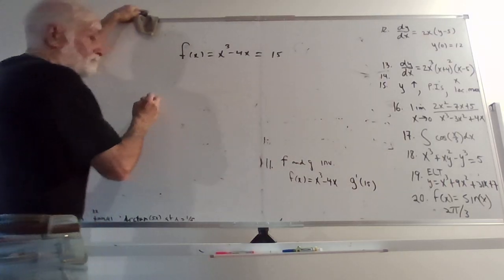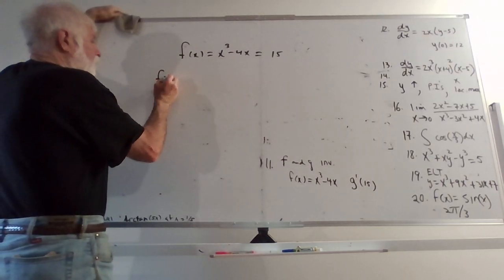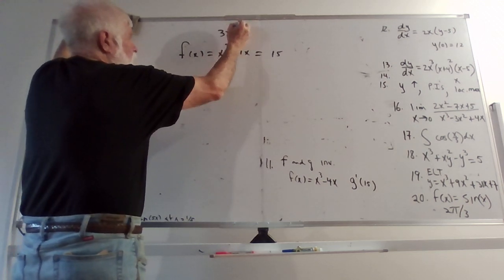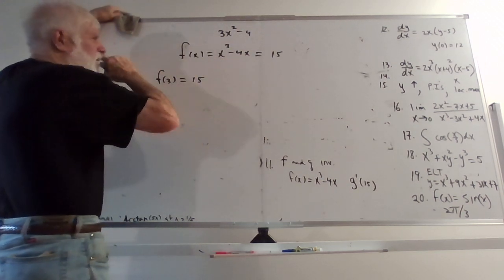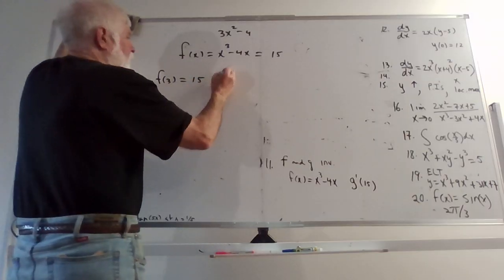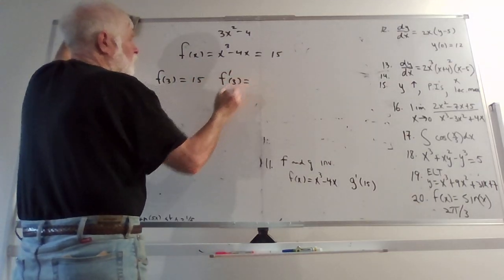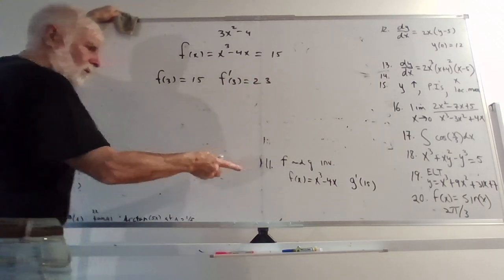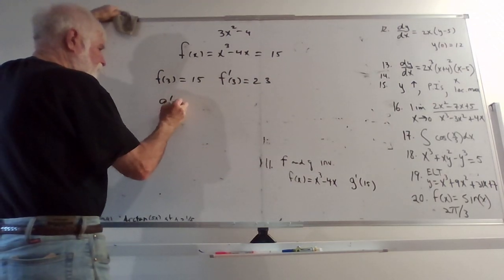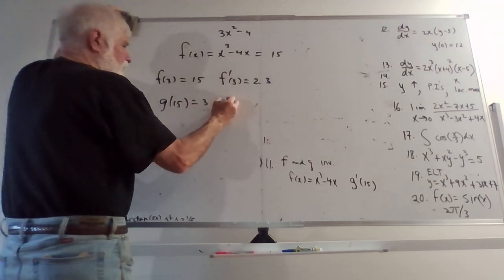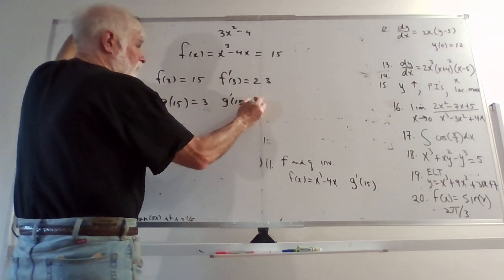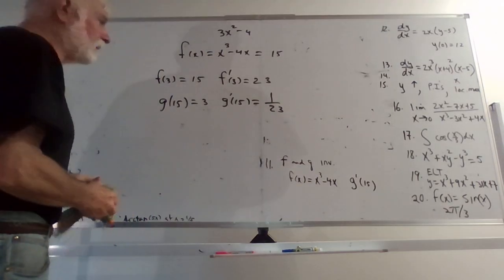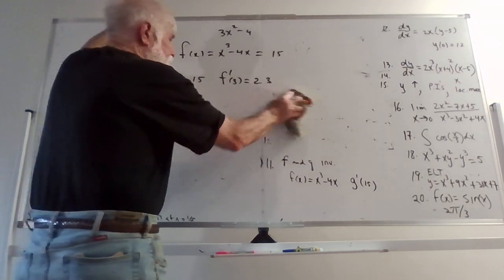Sure looks like 3. So f of 3 equals 15, and the derivative of this is 3x squared minus 4. If I put a 3 in there, it looks like I get f prime of 3 equals 23. Well, then I now know that g of 15 equals 3, and g prime of 15 is equal to 1 over 23. And we've discussed why in earlier lesson sets.